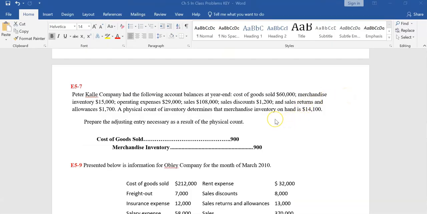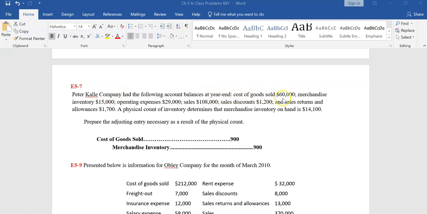Let's take a look at this exercise. This has us dealing with adjusting for a difference between the amount of inventory we have recorded in the general ledger and the inventory that is actually physically on hand. Obviously, inventory disappears. It's broken, it falls off the shelf and breaks, and it's thrown away, or it's stolen. When companies take physical counts of inventory, they reconcile the inventory count to what's recorded in the general ledger. So here, this company had the following account balances at the end of the year.